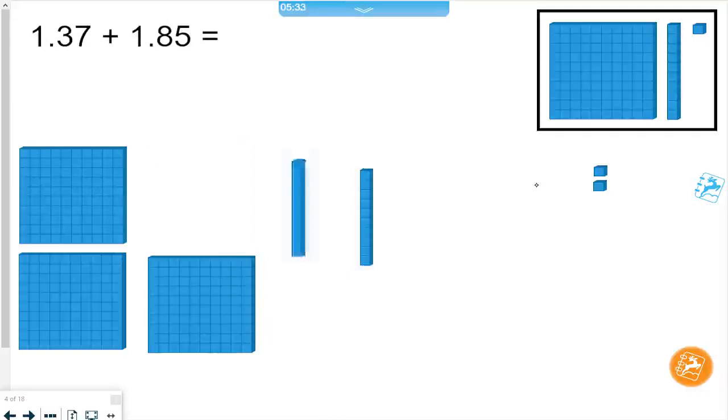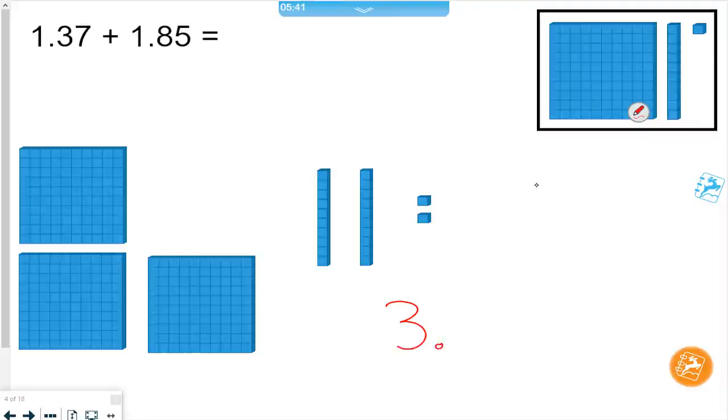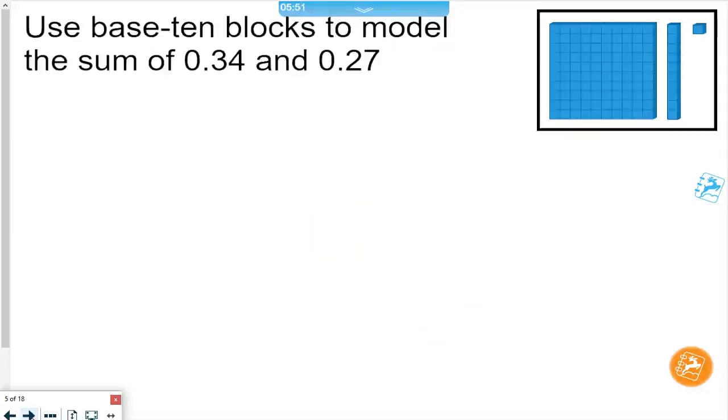So now I have, for an answer, 1, 2, 3, and 22 hundredths. 3 and 22 hundredths. All right.